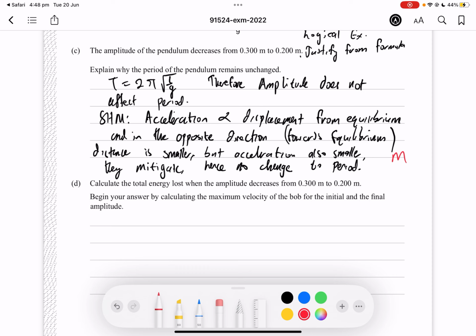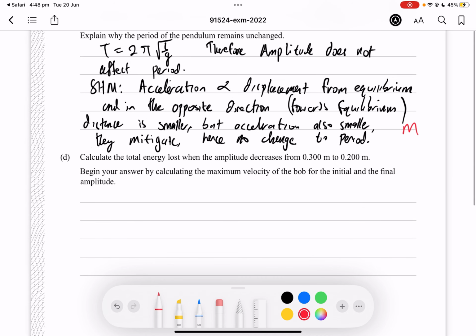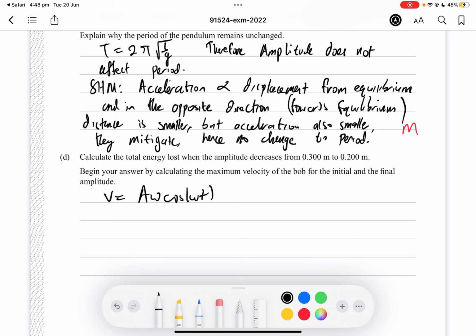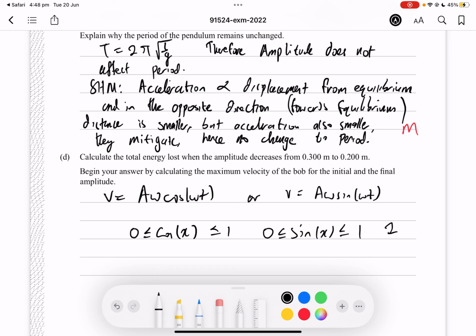Calculate the total energy lost when the amplitude decreases from 0.3 meters to 0.2 meters. We can begin the answer by calculating the maximum velocity of the bob for the initial and the final amplitude. If we look at an arbitrary velocity, we know that cos x and sin x are between 1 and 0, so the largest value of sin x and cos x is 1. Therefore v max is just the amplitude times the angular velocity.